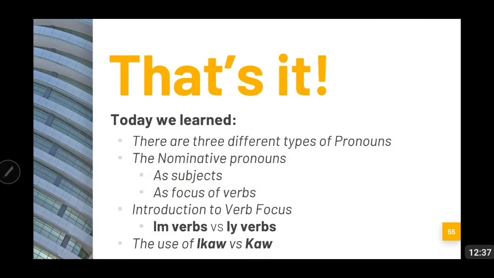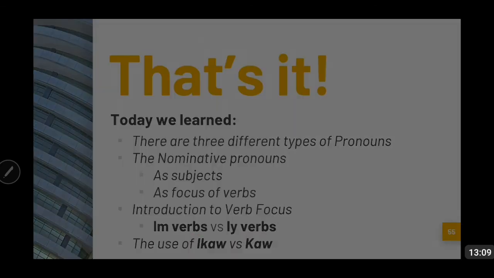And that's it for lesson 3. In this lesson, we learned that there are 3 different types of pronouns: the nominative pronouns, the oblique pronouns, and the genitive pronouns. In the nominative pronouns, we have 2 uses, as subjects and as focus of the verbs. We also introduced the basic verb focus: actor focus verbs and object focus verbs, with examples of the im verbs and the e verbs. We also discussed the difference in using ikaw versus kaw. Okay, so that is all for today.